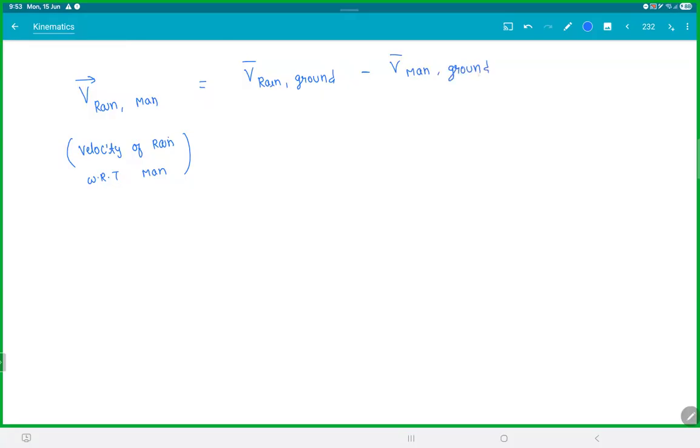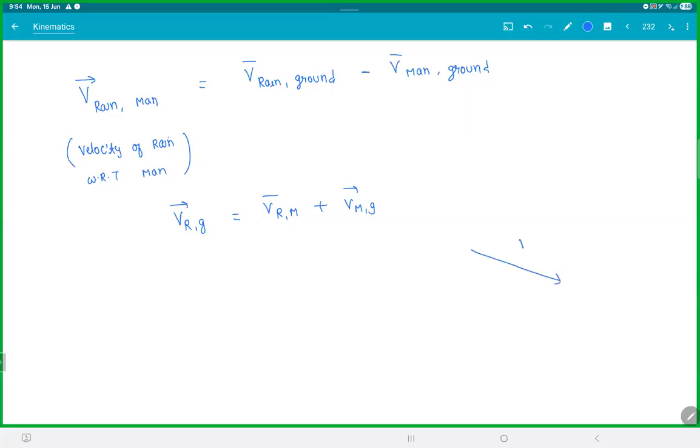You're just subtracting the man's velocity. You can also write it like this. Velocity of rain with respect to ground is velocity of rain with respect to man plus velocity of man with respect to ground. So some people like to do it like this. What they do is draw vectors like this: velocity of rain with respect to man and velocity of man with respect to ground.